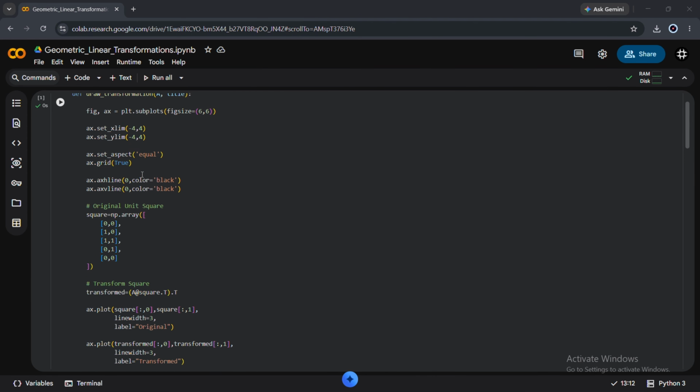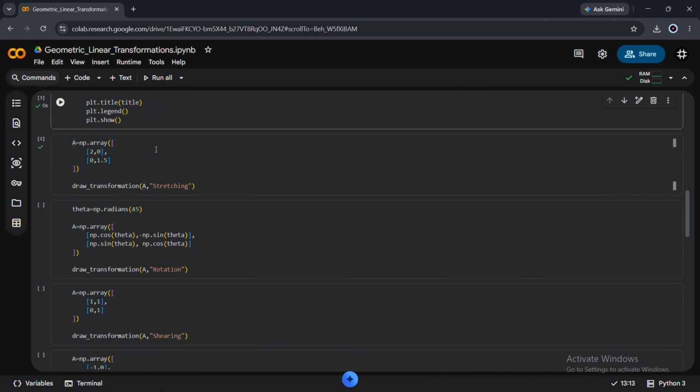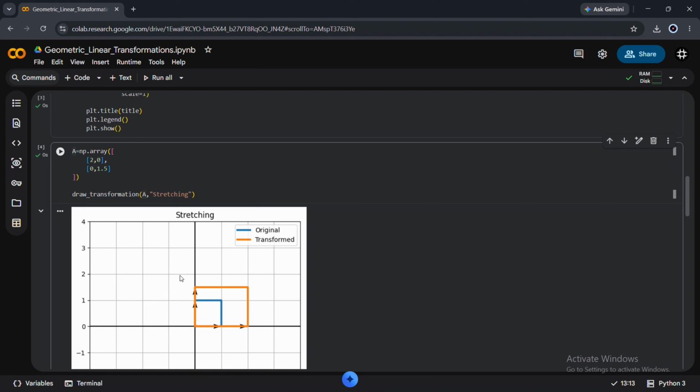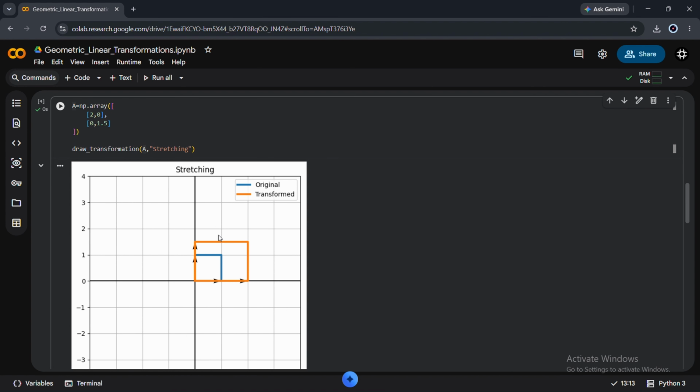Let's go through the code step by step. The first linear transformation is stretching. Instead of scaling every direction equally, stretching allows us to scale the x-axis and y-axis independently. If a value is larger than 1, then vectors stretch, and if it's between 0 and 1, vectors shrink. Notice that the unit square becomes a rectangle but straight lines remain straight in this code.